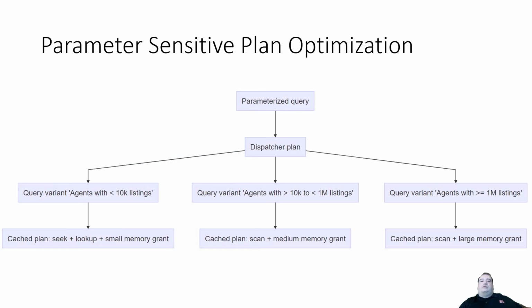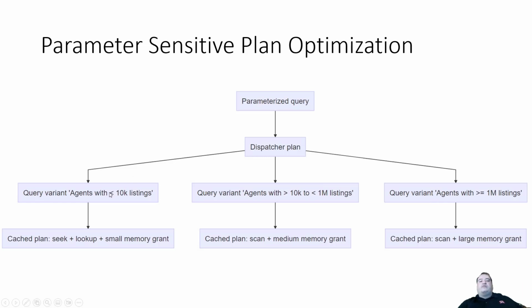So we can see here what would be an example. Parameter sensitive plan optimization. We have a parameterized query. A dispatcher plan is created. And from this dispatcher plan, 3 variants can be created. See, it's mentioning the number of rows, 10k, and between 10k and 1 million. These 3 variants are based on the same number of rows. 10k on one side and 1 million on another side. So each dispatcher can have a maximum of 3 variants.